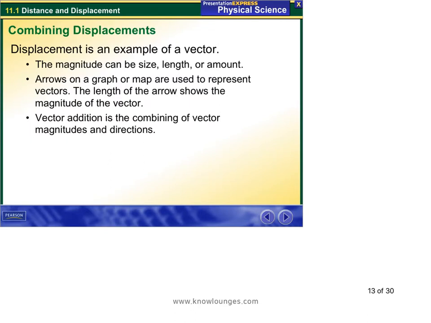Displacement, as mentioned earlier, is a vector. The magnitude might be a size, a length, or some amount, the numerical part. We often use arrows on a graph or map to represent vectors. The length of the arrow shows the magnitude of the vector. And we use a process we call vector addition to combine these vectors together.